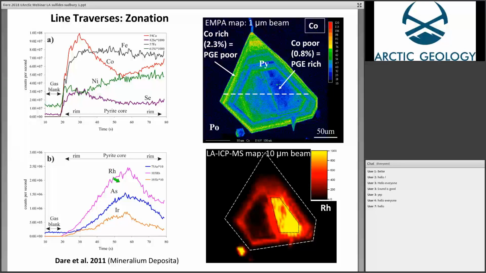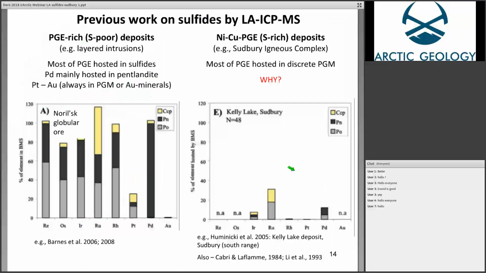Then if you look at the PGEs that were collected in the same line, you can see the core is really rich in rhodium, arsenic, and selenium. And now we're able to do maps using a 10 micron beam. And you can see exactly the rhodium enrichment in the core where the cobalt is poor.